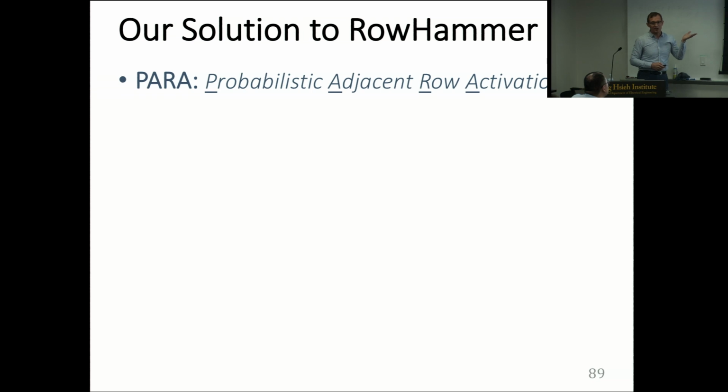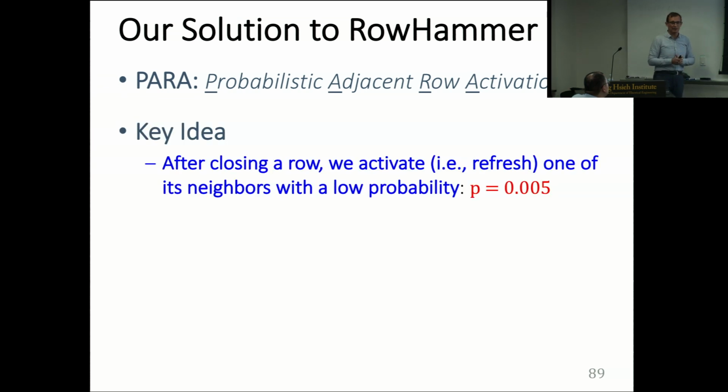So our solution was actually a more cooperative solution between the memory controller and the DRAM. It's called probabilistic adjacent row activation. Essentially, the idea is very simple. Whenever the memory controller closes a row, it decides whether or not to activate the adjacent rows, only the adjacent rows, with a low probability. The probability could be 5 out of 1,000 times, for example. And it could adjust that probability either dynamically or statically.